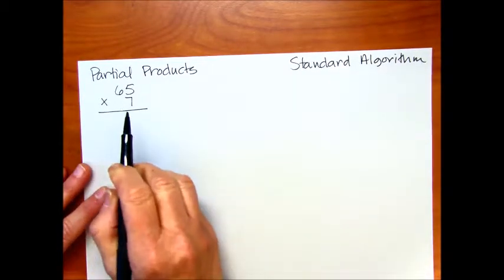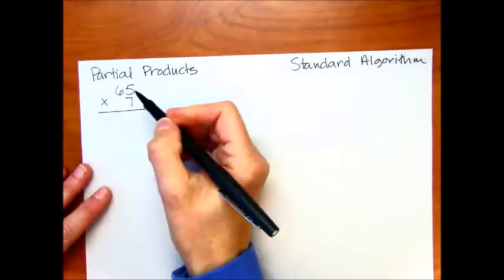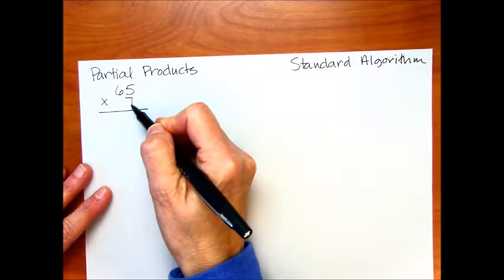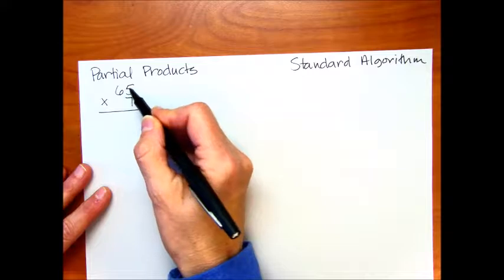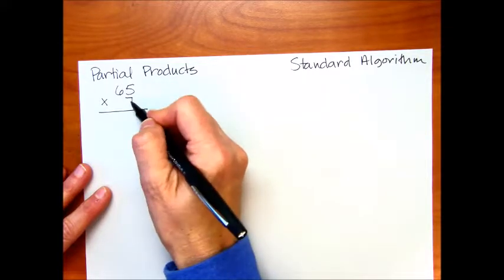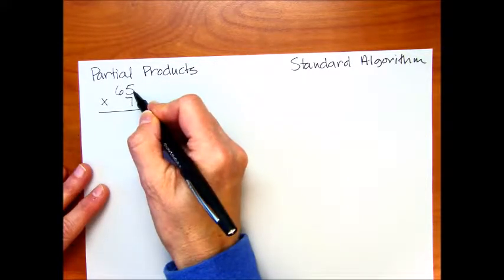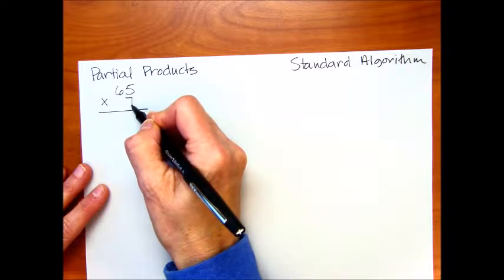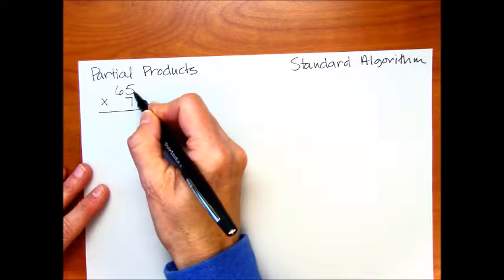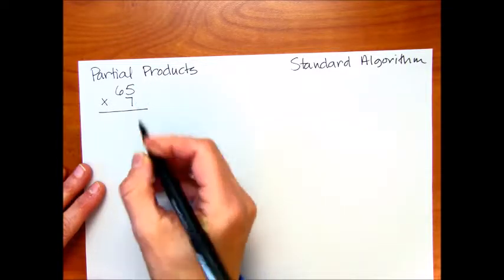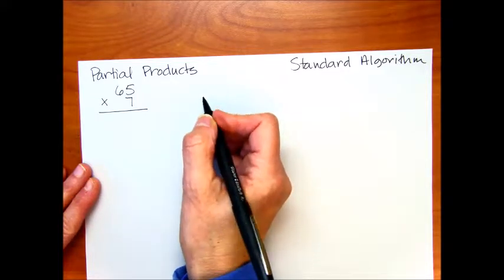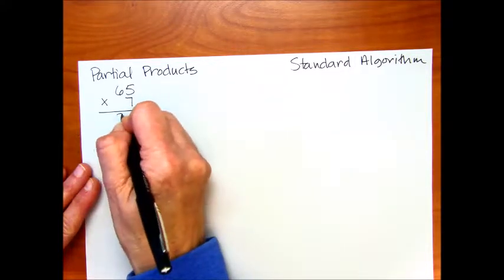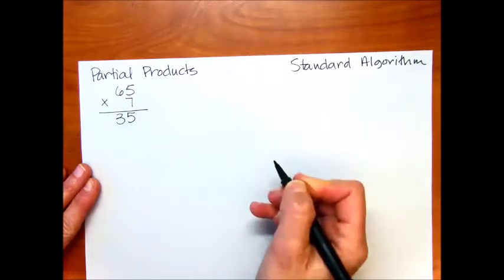In the partial products method, what you're doing is multiplying this factor by each part of the second number. So, for instance, this is 5 ones, so I'm going to multiply 7 by 5 ones. How many ones are there? We've got 7 times 5, that's going to be 35 ones. So I'm going to write that as 35.